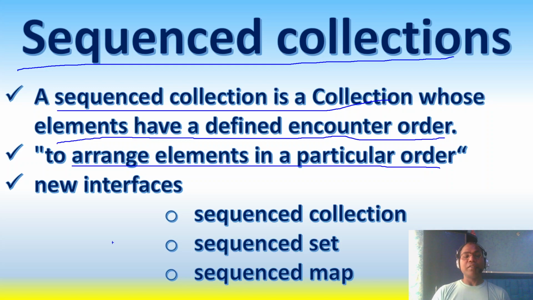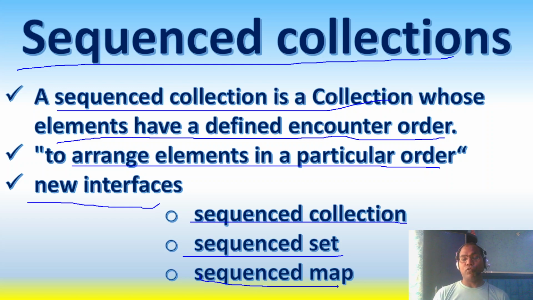Due to that, the Java designers decided to implement new interfaces: the sequence collection interface, the sequence set interface, and the sequence map interface. So now, in the existing set and map groups of your collection, if needed, all the arrangement of the elements goes in a particular order, then the developer can use this sequence collection interface.